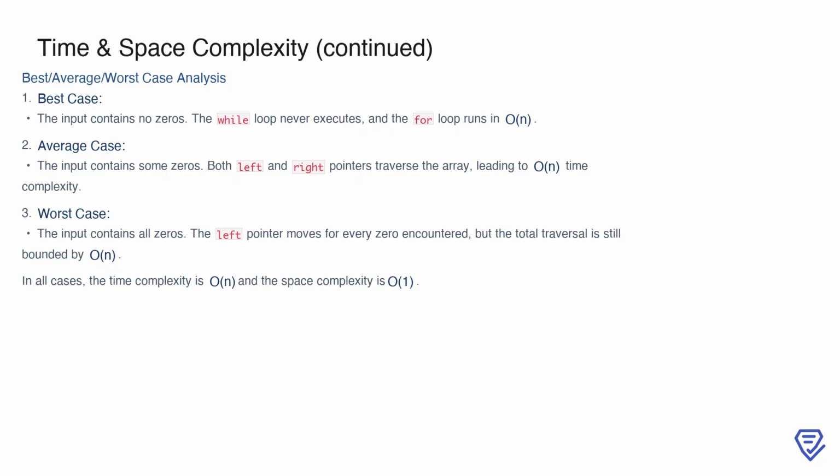For the average case, the input contains some zeros. Here, both the left and right pointers traverse the array, ensuring the time complexity remains O(n). In the worst case, the input consists entirely of zeros. In this scenario, the left pointer moves forward for every 0 encountered, but the total traversal of both pointers is still bounded by O(n). Across all cases, whether best, average, or worst, the time complexity is consistently O(n), and the space complexity remains O(1), since only a fixed set of variables is used, with no additional space required for data structures.